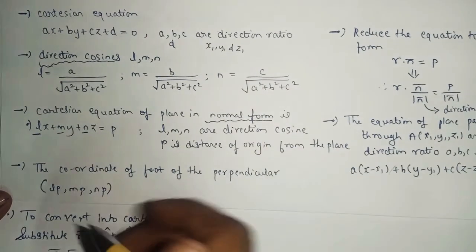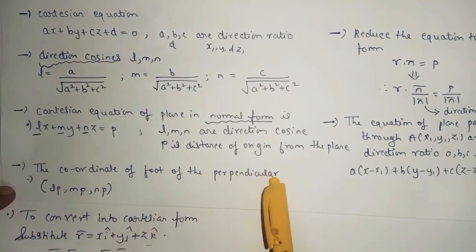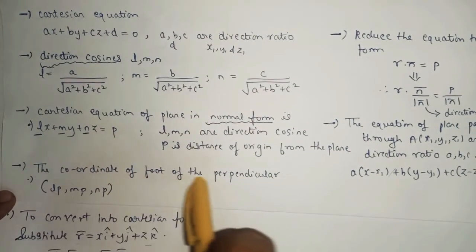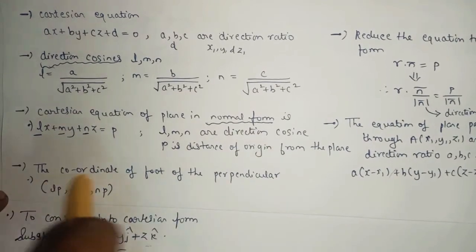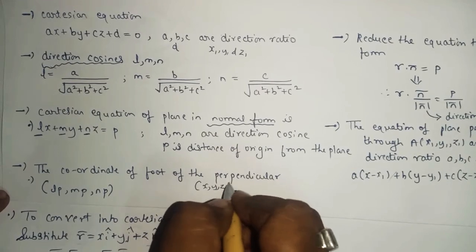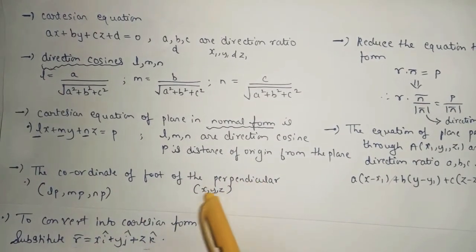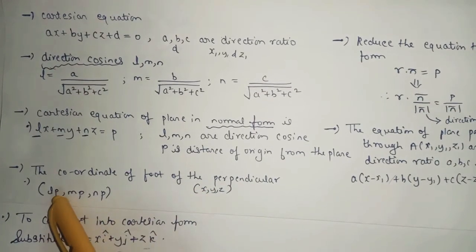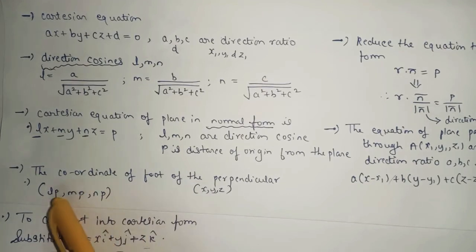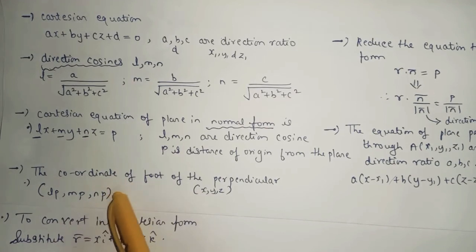Okay, now there is one more important concept: to find the coordinates of the foot of the perpendicular. In the question they will say that you have to find the coordinates of the foot of the perpendicular. To find the coordinates means x, y, z, yes or no? So there is a formula: lp, mp and np. lp indicates the x coordinate, mp indicates the y coordinate, and np is the z coordinate.